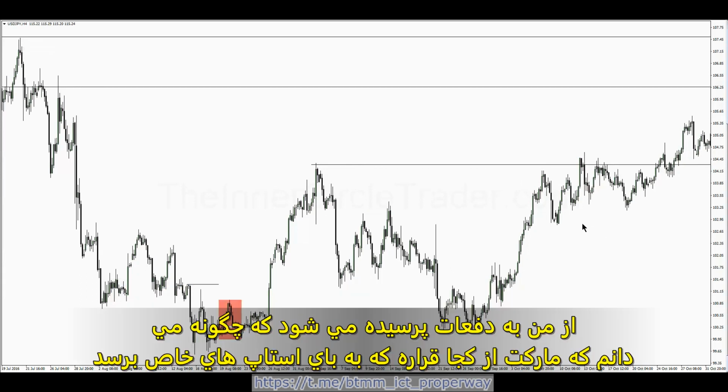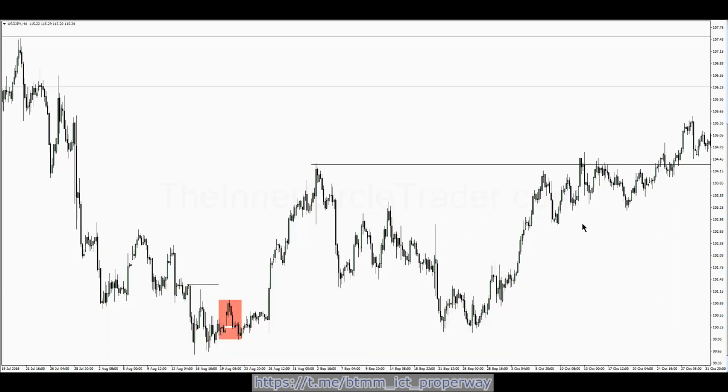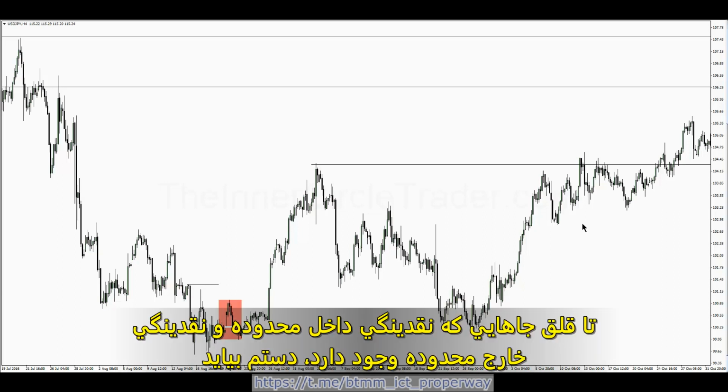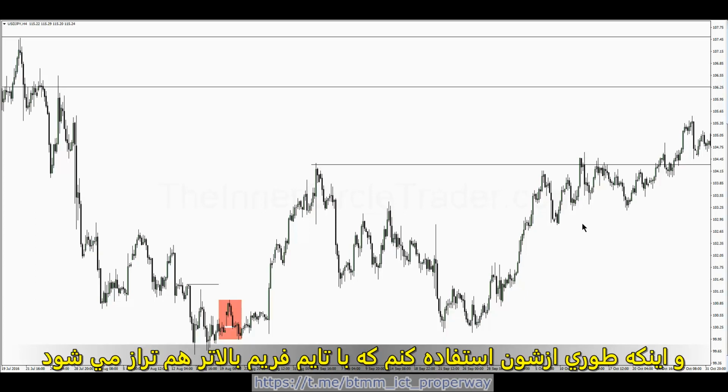I get questioned so many times about how I know where the market's going to be reaching for specific buy stops when we do our live session. This is how I do it. I use the higher time frame institutional order flow to frame out where internal range liquidity is and where external range liquidity is. Where's the buy stops and what kind of entry am I using, and how does it align with the higher time frame?